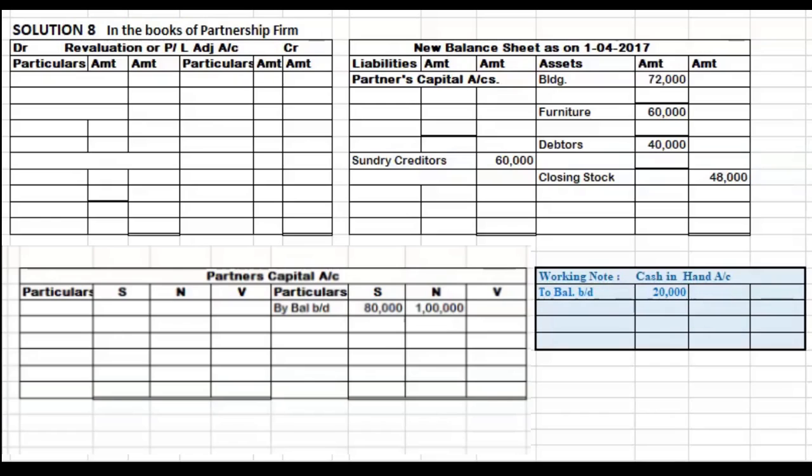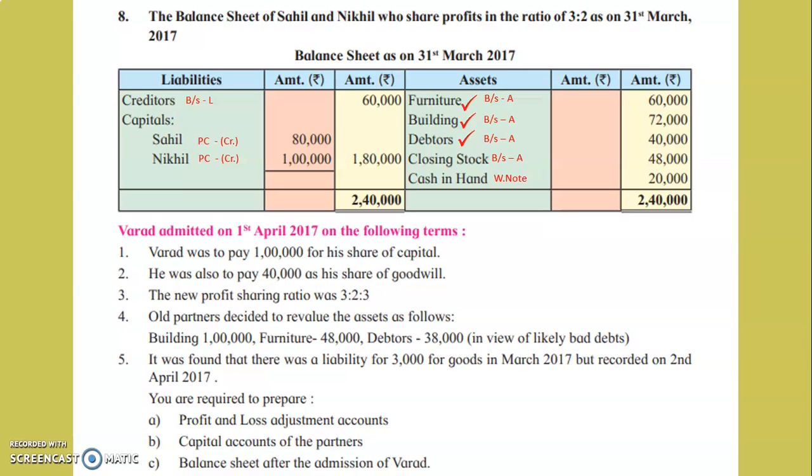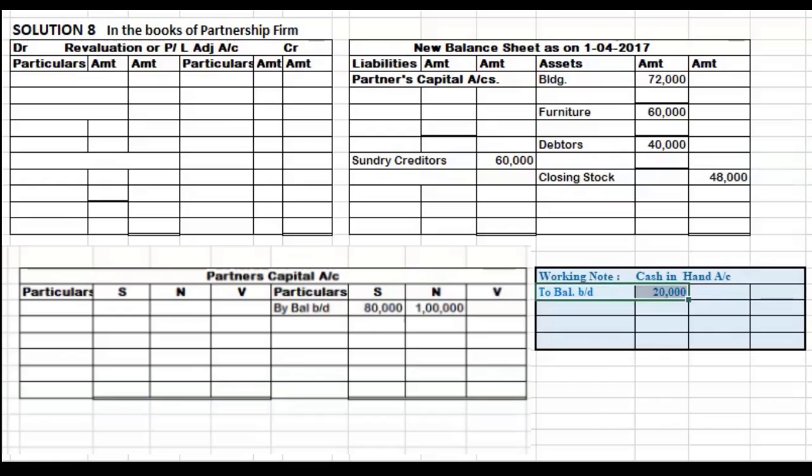Now we'll pass the effects for adjustments. The first adjustment, Varad was to pay 1 lakh for his share of capital. Now here the new partner who is admitted is bringing in 1 lakh as his share of capital. So we record this on the debit side of cash in hand in the working note to Varad's capital account 1 lakh, and on the credit side of Varad's capital account 1 lakh rupees.